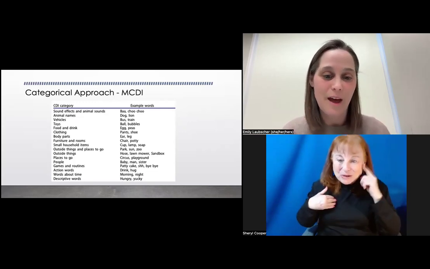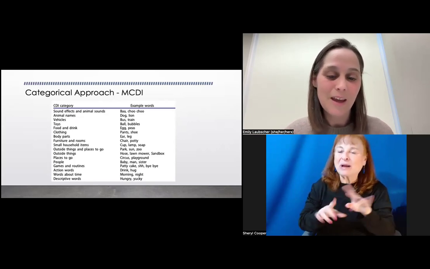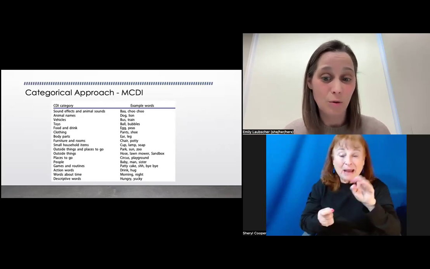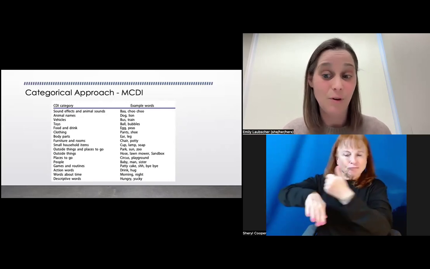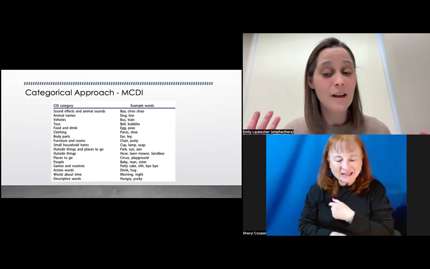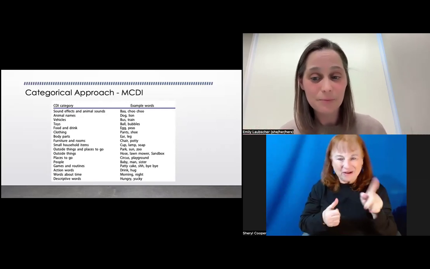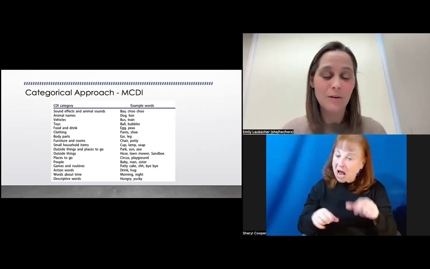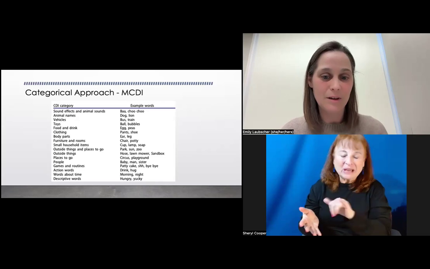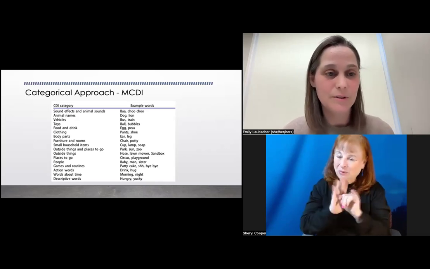So we can start with that. And then we can personalize our vocabulary selection from there. And the MCDI actually gives us a great place to start because it lays out those categories for us. It's a great validated inventory of first words that gives us a starting point. We have these categories, we have some common words within those categories, but we can also use those categories as a jumping off point to work with families to identify personally relevant words for each child.